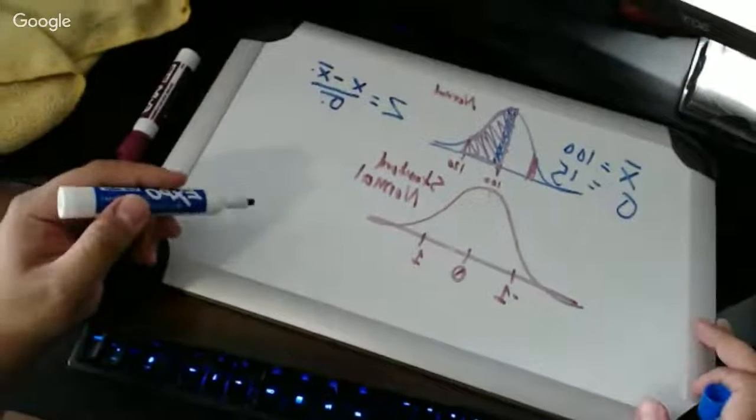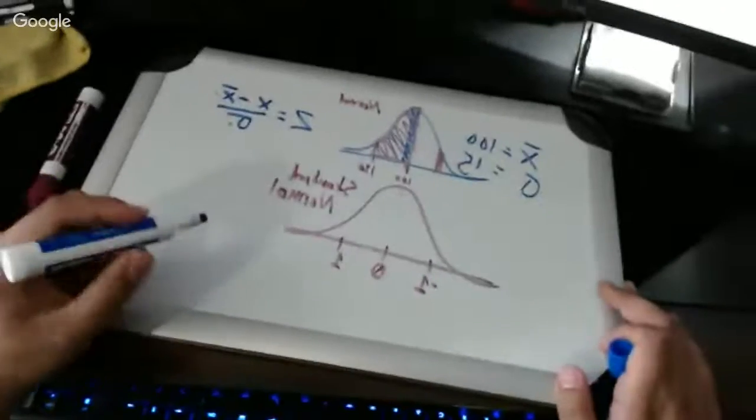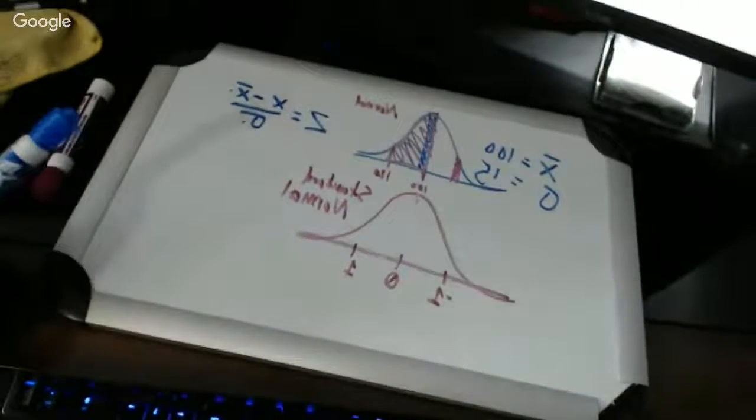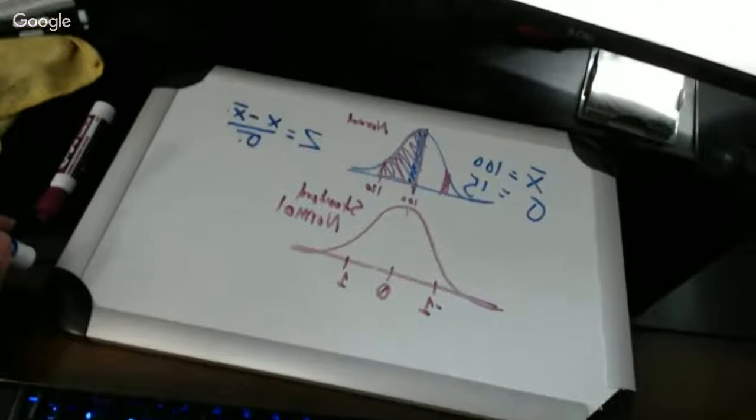And what's nice that comes out of this is, right here I told you the center is at 100 and the standard deviation is 15. So what's your z-score if you have an x score of 100?